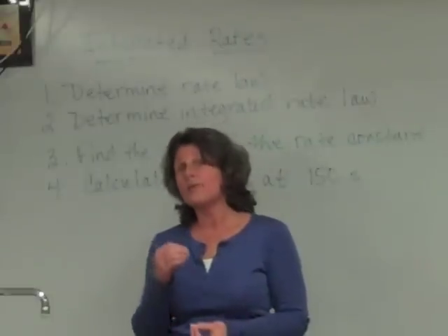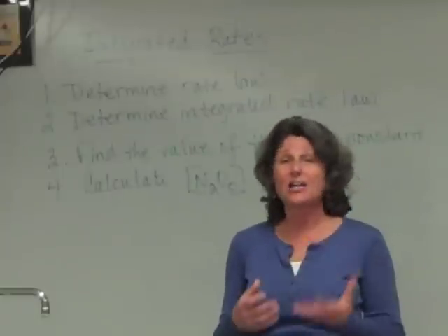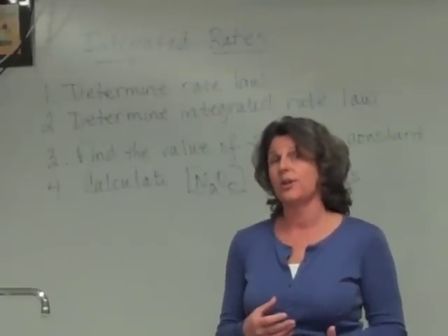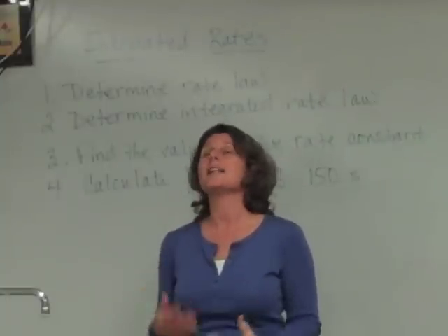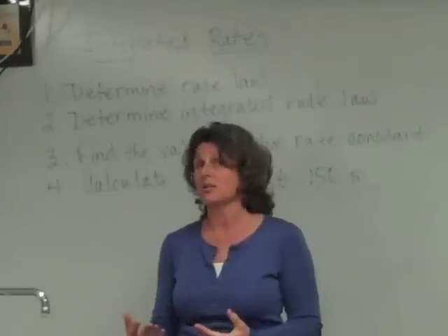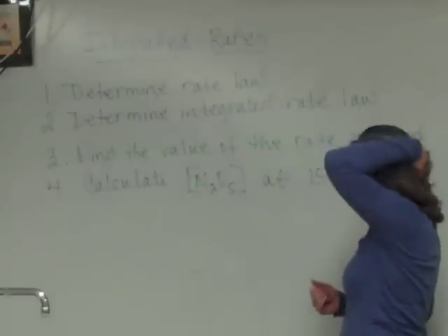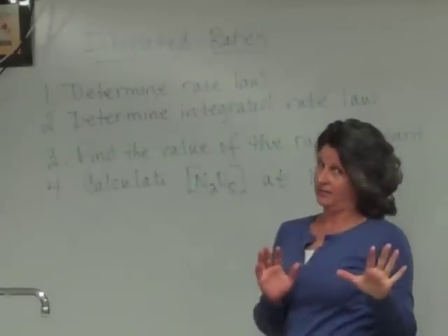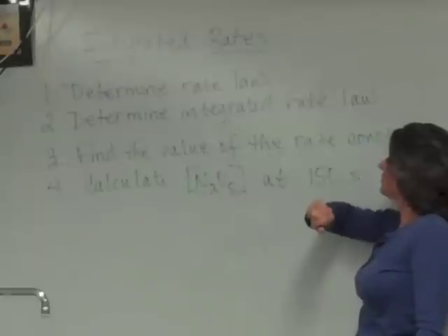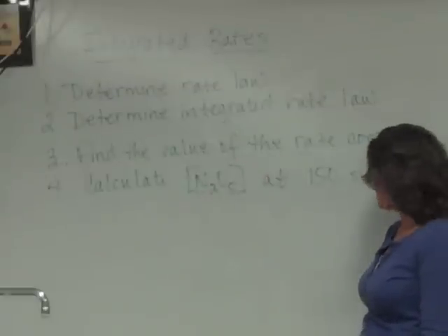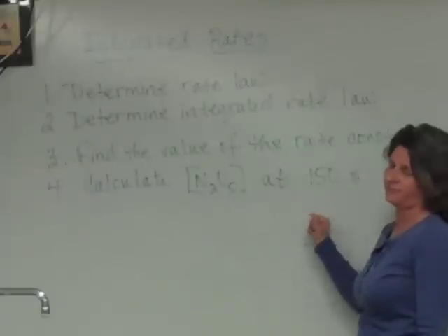What we found was that this is a first order reactant. The natural log of the concentration versus time is what gave us a straight line. So that tells us dinitrogen pentoxide is a first order reactant. Now that we know that, we need to determine the rate law, determine the integrated rate law, find the value of the rate constant k, and calculate N2O5 at 150 seconds.